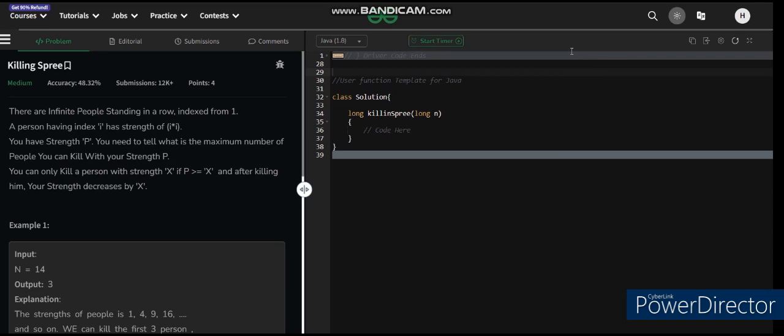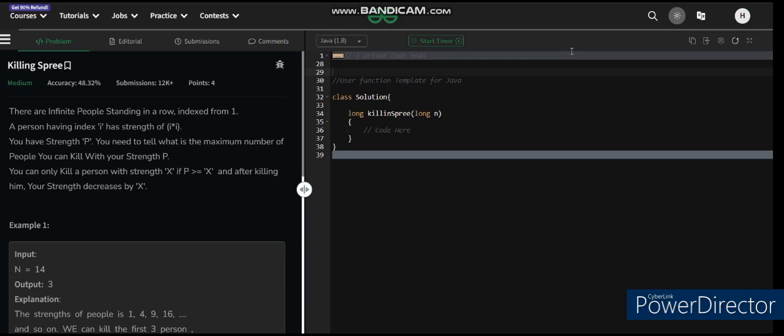In this video, we are going to discuss a problem called Killing Spree. It's a problem where there are two approaches. One is brute force and one is optimized. So we are going to discuss both.